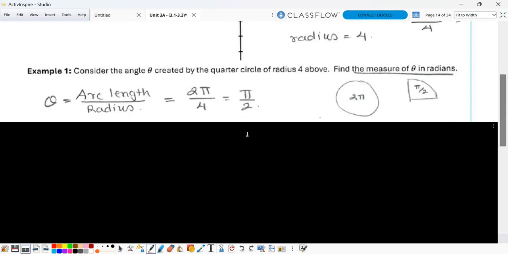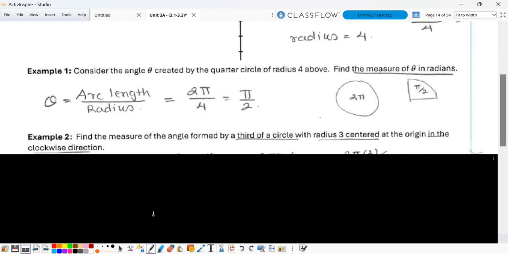Now let's look at another example here. Find the measure of the angle formed by a third of a circle. The radius is 3. At the origin in the clockwise direction. They want us to find the angle in the clockwise direction. So is it a different angle? Yes, you should know that positive angles are counterclockwise, negative angles are clockwise. So if you don't want to do so much work, then the whole circle is 2 pi, and a third of a circle is 2 pi over 3.